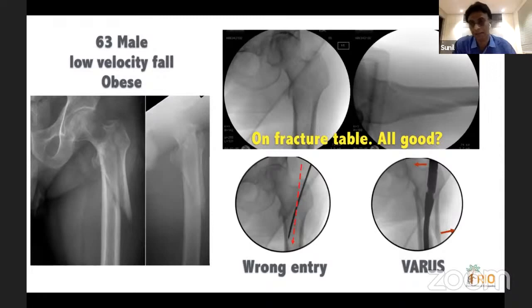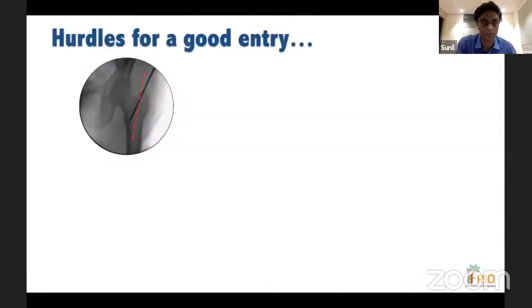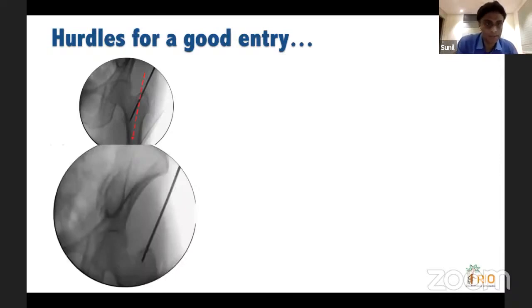So reduction is one thing, and then nailing is the other. So you have to make this go hand in hand, and you have to understand that if your nailing technique is not proper, you can still end up with a mal-reduced fracture. So what are the hurdles that don't allow you to get a good entry for nailing a subtroch fracture? If you look at this case, you can see the iliac flare coming up and not allowing the surgeon to get a straight shot at the femur.